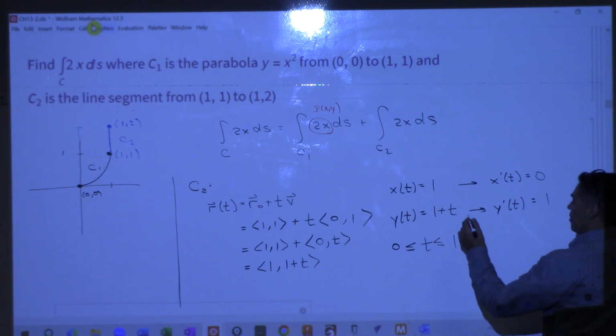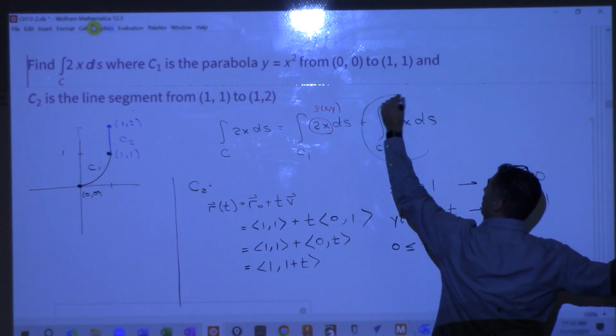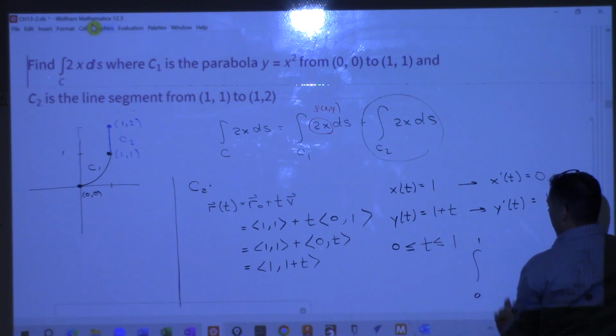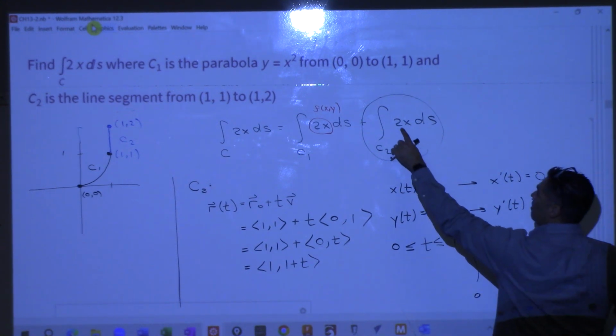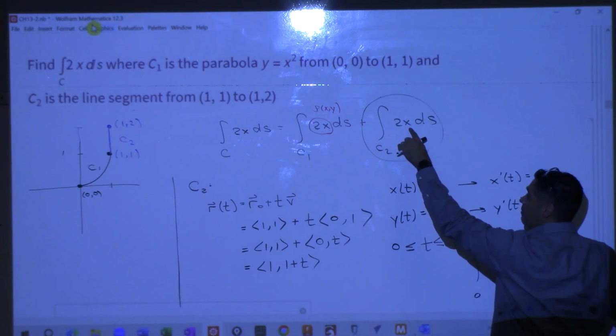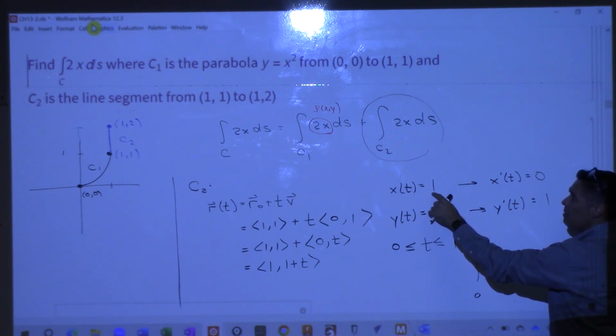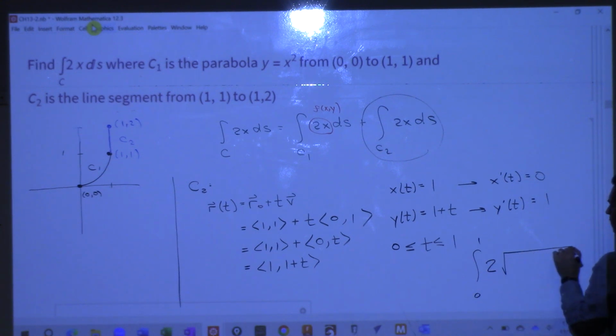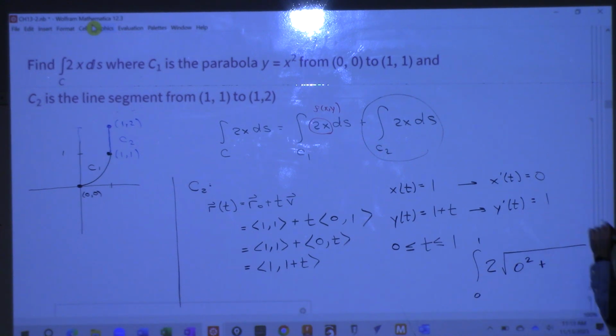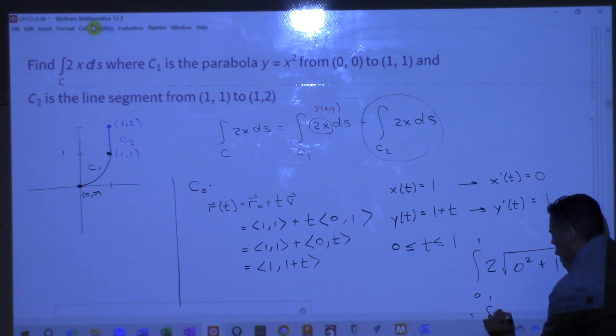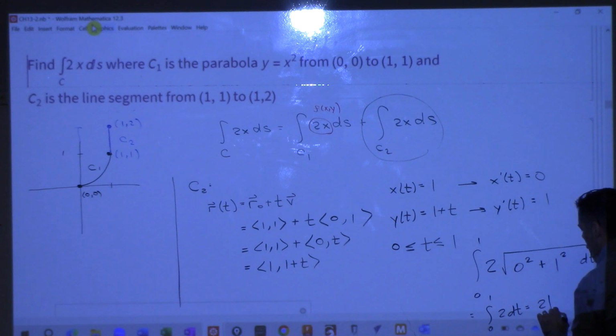All right, so to do this, I do line integral. I'm doing this one right in here now, right? This becomes the integral from 0 to 1, because those are restrictions on t. And then I have 2 times x. What's x for us this time? 1. It's just a constant, right? It's just 1. Just 2. Square root of, okay, the derivative of x squared, 0, plus derivative of y squared, 1, dt. And that's all just a constant, right? Isn't that just the integral from 0? This one's really trivial, isn't it? 0 to 1 of 2 dt, which is just 2.